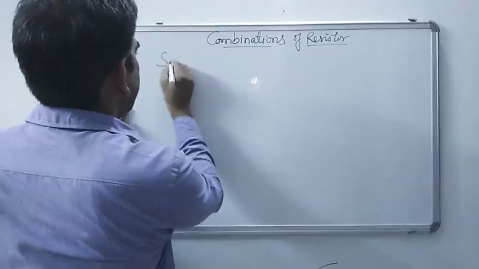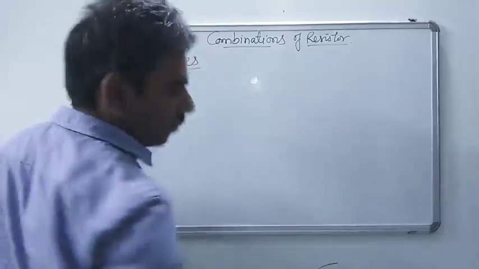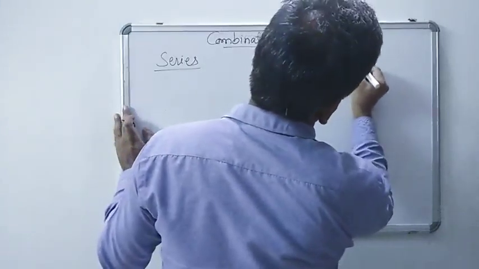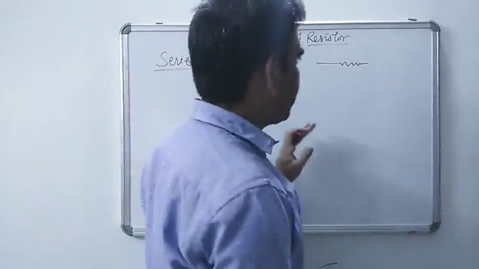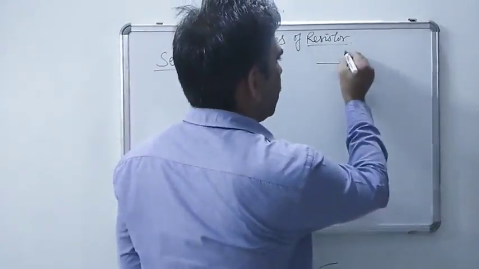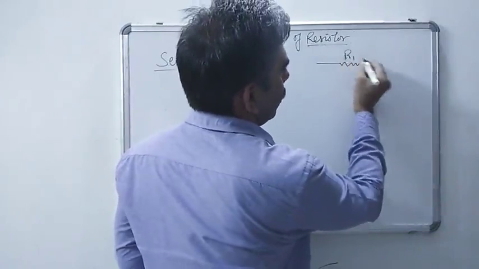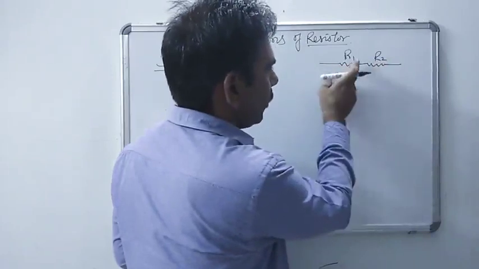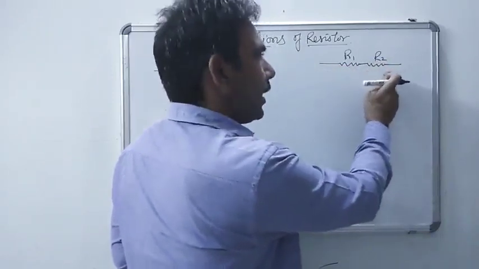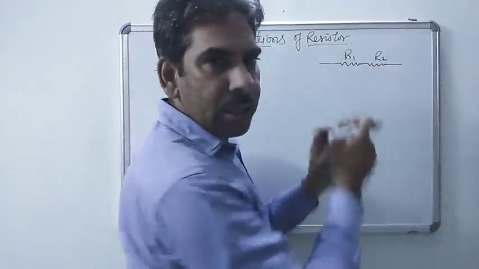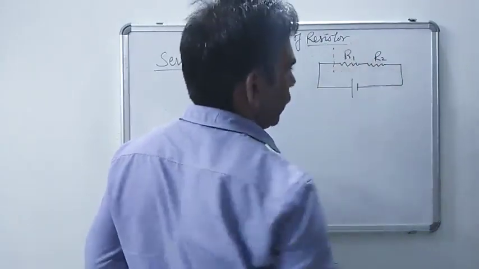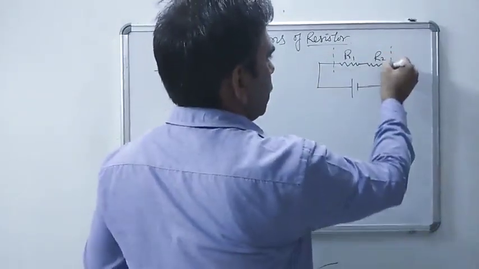First one is the series combination. In series combination, the resistors are connected end to end. Suppose that we have two resistors. I am taking the simplest case of two resistors. This is the resistor R1, and we have another resistor, for example R2. So whenever they are connected end to end, suppose that R1 is connected to R2, and the other ends of the two are connected to the other part of the circuit, or we can say source, just like this. So this combination is called the series combination of the resistors.